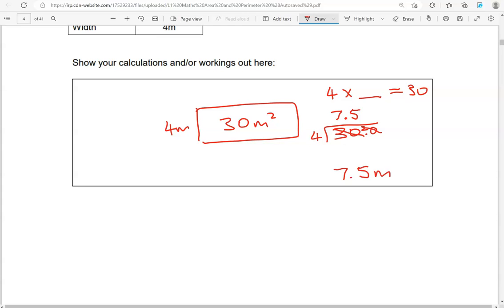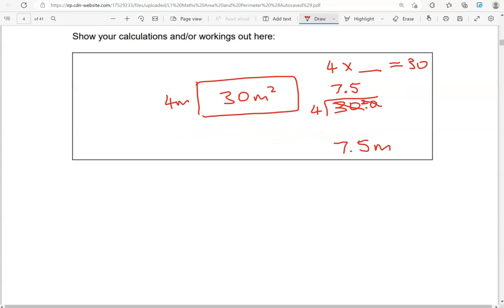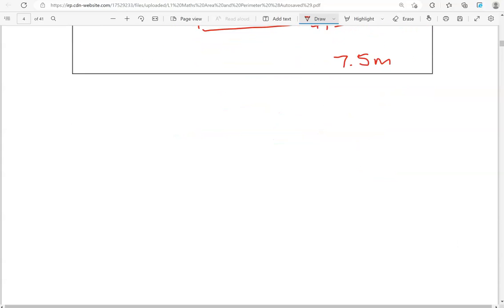And you can check now if you want by multiplying 7.5 by 4. So if you double 7.5, it gives you 15. If you double 15, it gives you 30. So that proves we've done the calculation correctly.